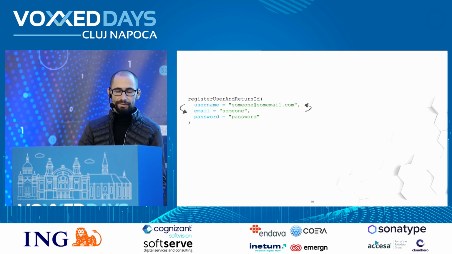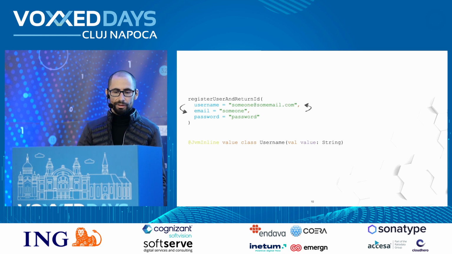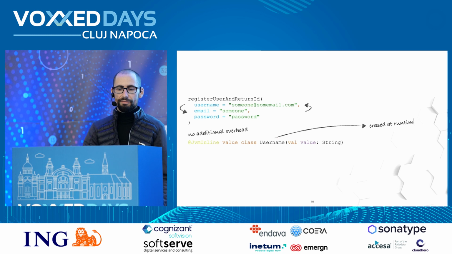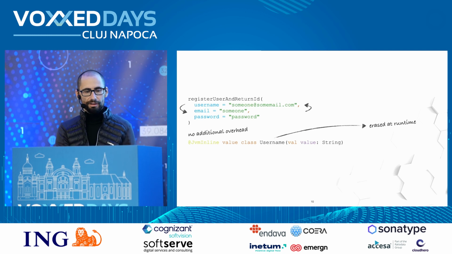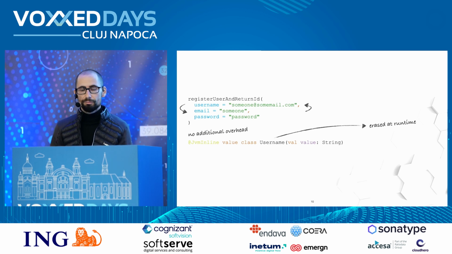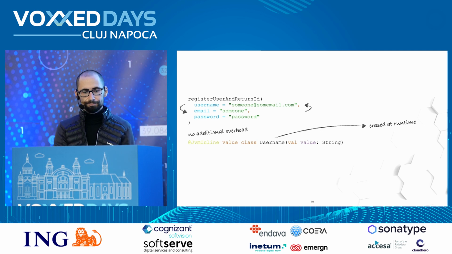So we can use something from Kotlin called value classes. Value classes were specifically designed for things like this, to help us wrap primitive types inside domain types. This is very good because it doesn't bring any additional overhead, and it's also erased at runtime. So at runtime, you won't have usernames and emails; you have strings, but that's after the compilation, after the compiler made sure that you're not passing invalid types.